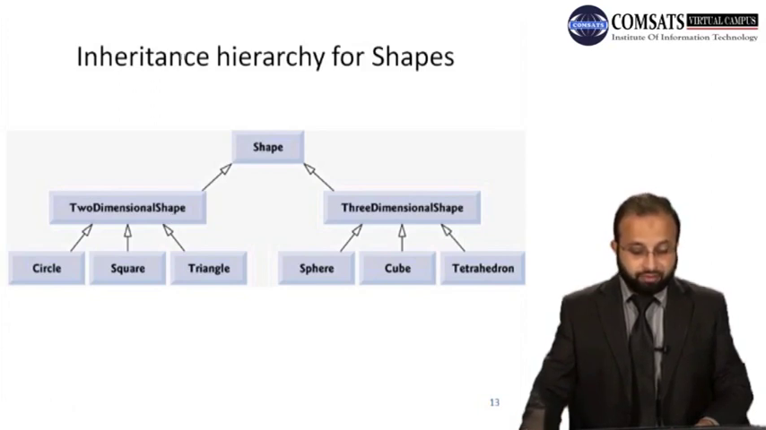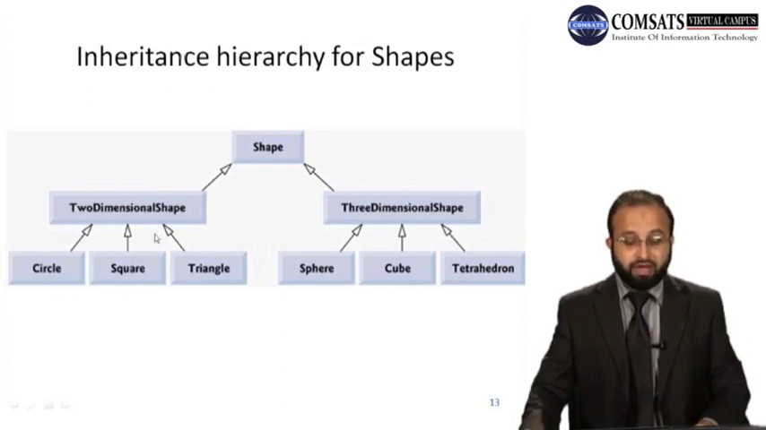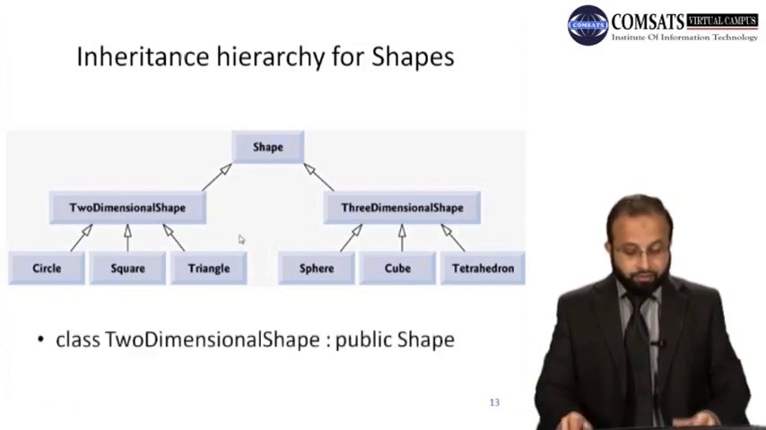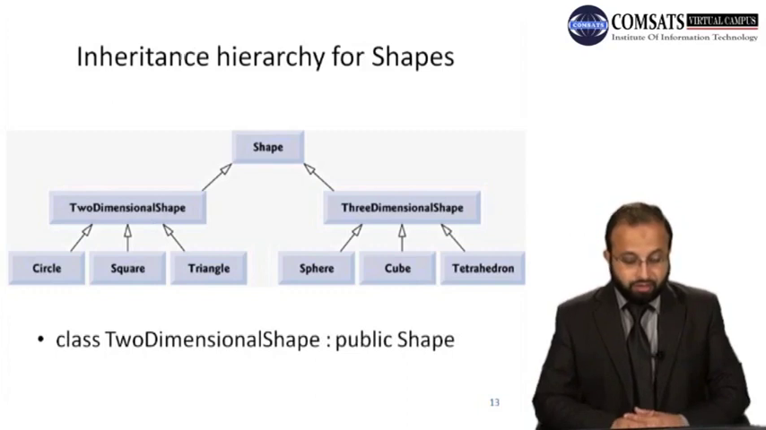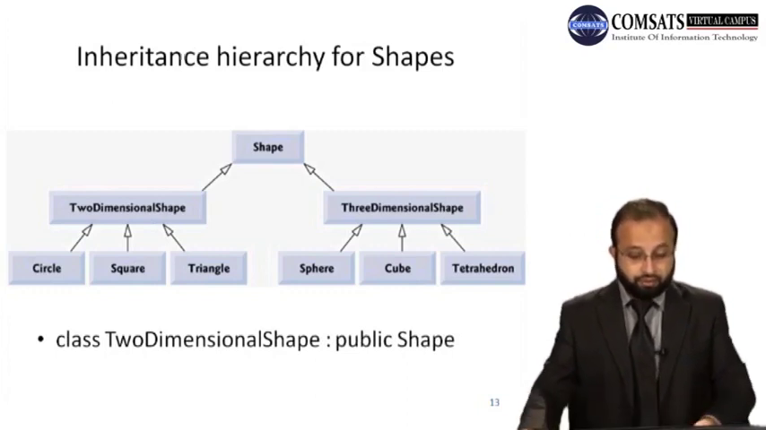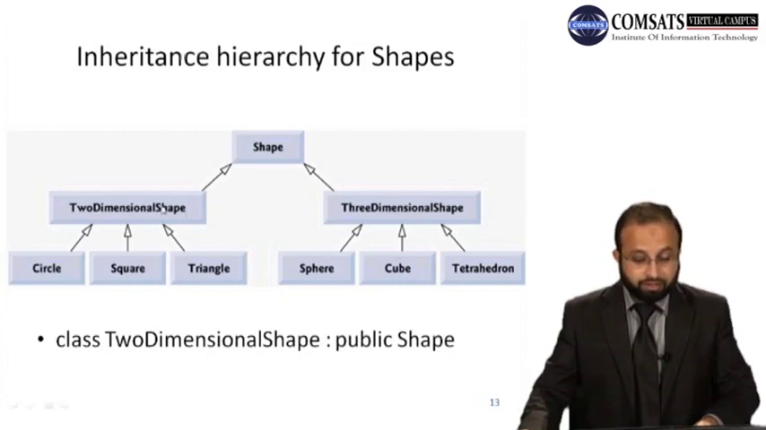And the symbol for inheritance is this empty arrow. Okay, this is the C++ code. For example, if you want to derive a two-dimensional shape class from a shape class, ठीक है? अगर आप two-dimensional shape class को derive करना चाह रहे हैं shape class से, then you can write this in the definition of the two-dimensional shape class.